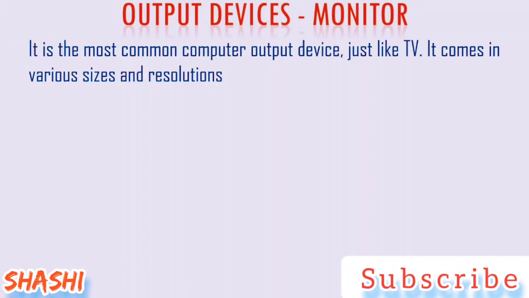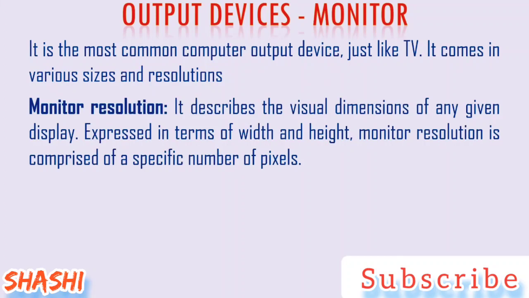Monitor. The most common computer output device, just like a TV. It comes in various sizes and resolutions. Monitor resolution. It describes the visual dimensions of any given display, expressed in terms of width and height. Monitor resolution is comprised of a specific number of pixels.